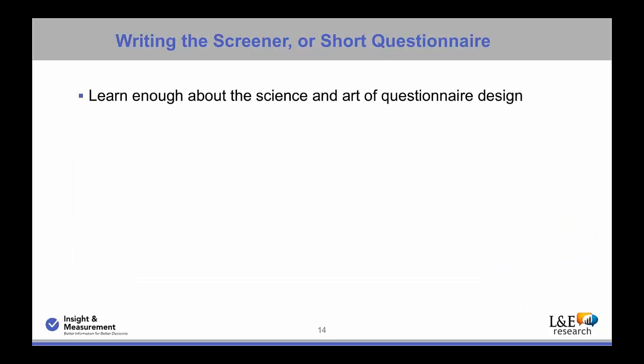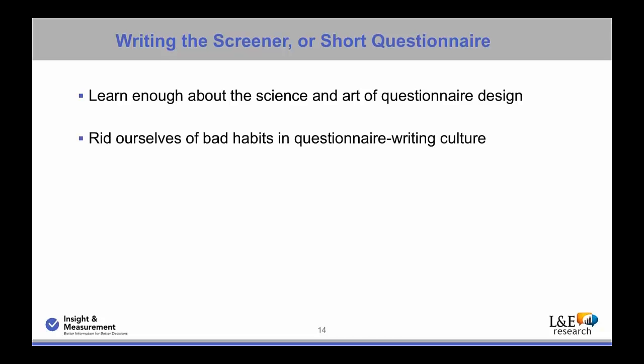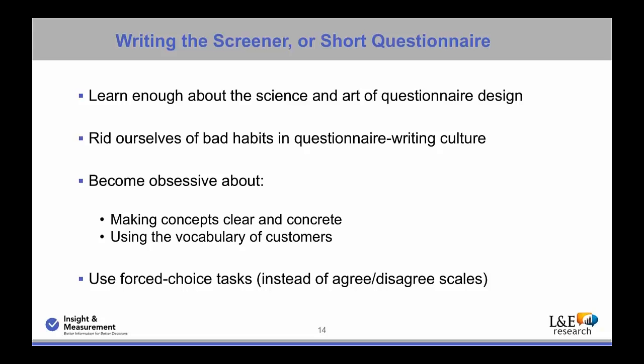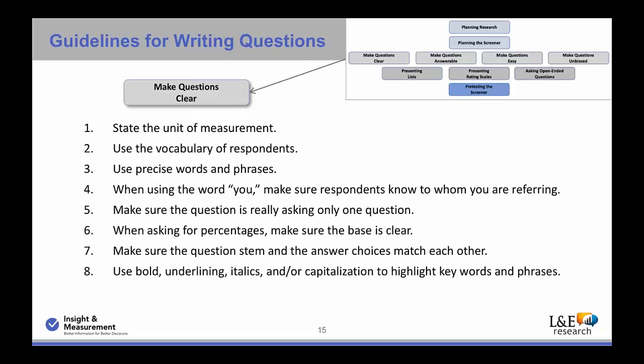Okay. Learn enough about the science and art of questionnaire design, rid ourselves of some bad habits, become obsessive about concepts, making them clear and concrete, using the vocabulary of respondents. And we'll talk a little bit about forced choice exercises instead of agree-disagree scales. I'm going to really pick on those because those are probably the worst enemy in market research. They're enormously biased, and we see them all the time. I don't use them, but a lot of people do.